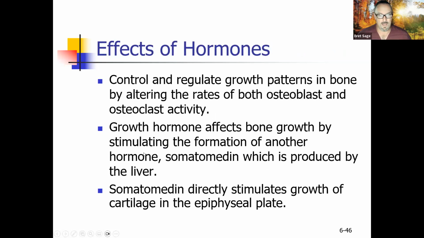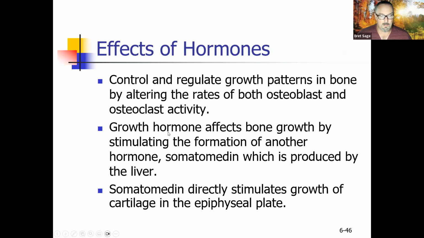Hormones. What effect do hormones have? Well, hormones can control and regulate growth patterns in bone by altering the rates of both osteoblast and osteoclast activity. Osteoblast activity is going really, really fast when you're an infant and a young child. And the osteoclast is going to be increasing as you decrease your calcium absorption.